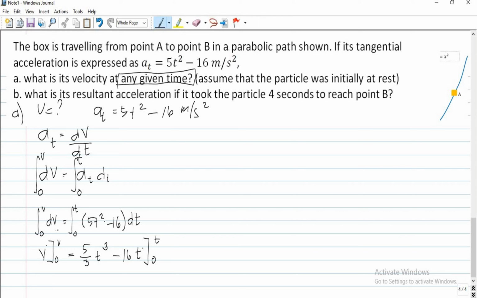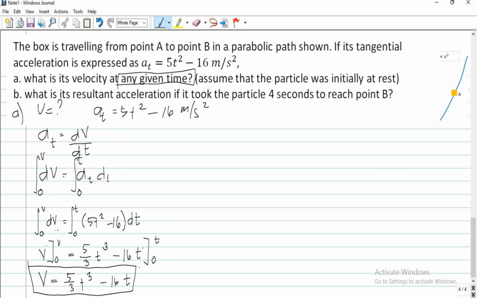Paano naging ganyan yung integral? Again, go back to your integral calculus. You have already discussed this during your integral calculus. So, makukuha ko yung final answer for v. That is equal to 5 over 3 t cubed minus 16t. That is the final answer.